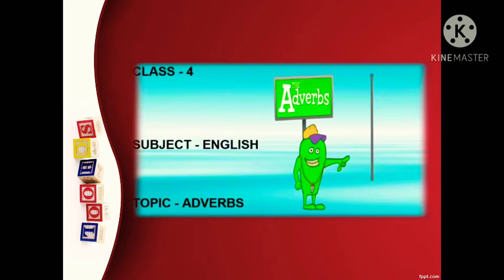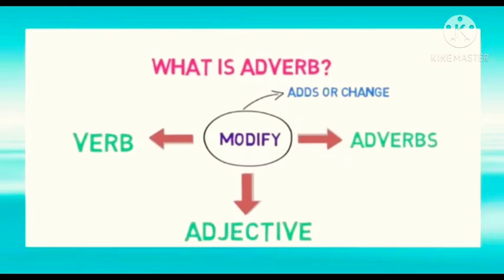So let's get started. Now, before knowing the kinds of adverbs, let us know what an adverb is. An adverb is a word which modifies a verb, an adjective, or other adverbs. And modify means it adds to or changes the meaning of a verb or an adjective or some other adverb. It adds some more value to the meaning of verbs, adjectives or adverbs.